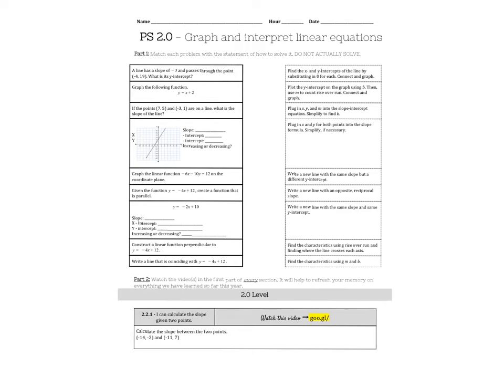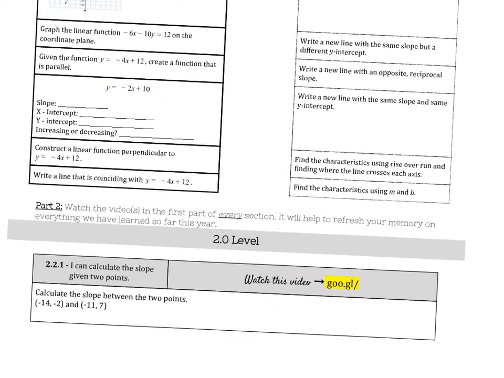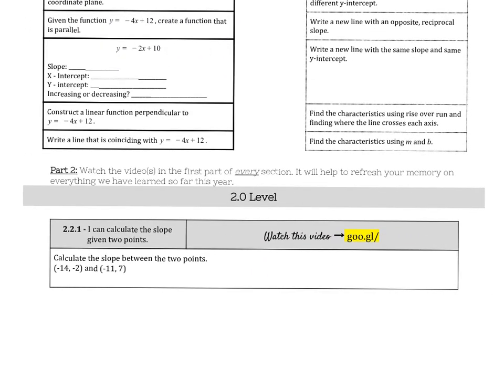In this video, we're going to go through Learning Target 2.2.1 and talk about how to calculate slope given 2 points. So we're going to start with the very first problem on the 2.0 section of your review, which says to calculate the slope between the 2 points given. We have (-14, -2) and (-11, 7).